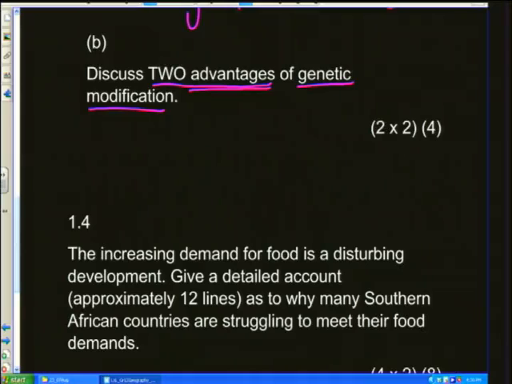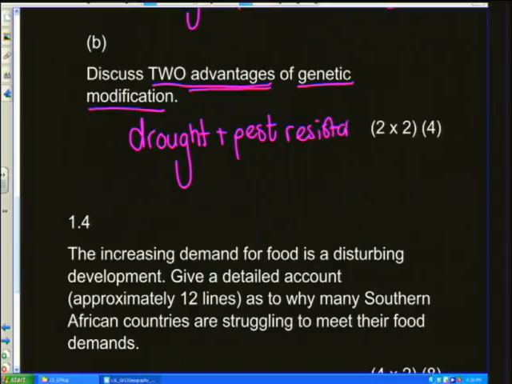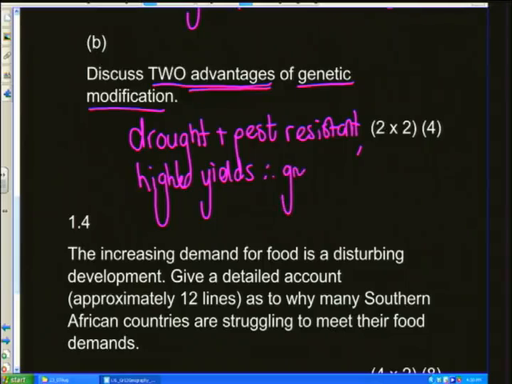Okay, so firstly, it makes them drought resistant, so they can have a higher yield. So drought and pest resistant. Okay, creates higher yields. Okay, and therefore a greater export value, which obviously will contribute nicely to our GDP. All right, that's questions done and dusted.